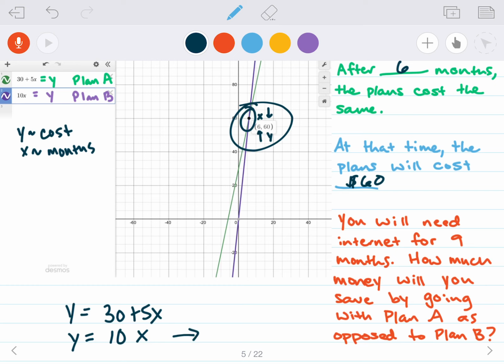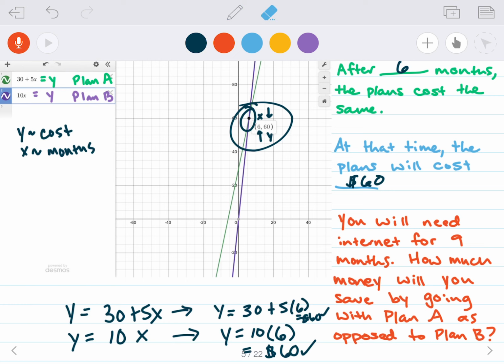So if I use this function, I'm going to get y equals 10x. I know that my x was 6, so I can simply plug in 6 to get $60 here, and that's how I do that algebraically. I could have also done it right here. I could have said, if I plug in 6 for x, I get y equals 30 plus 5 times 6. 30 plus 30 is 60, and I would have gotten the same answer either way. So that's how we do that algebraically.